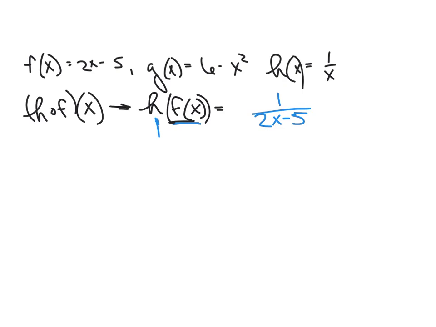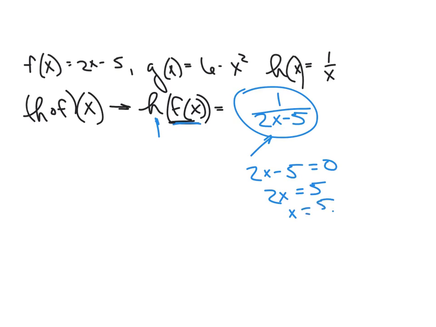All right, next question is, what is the domain? What numbers can x be? Well, x cannot be a number that makes this denominator 0. So we have to find out what makes that denominator 0.